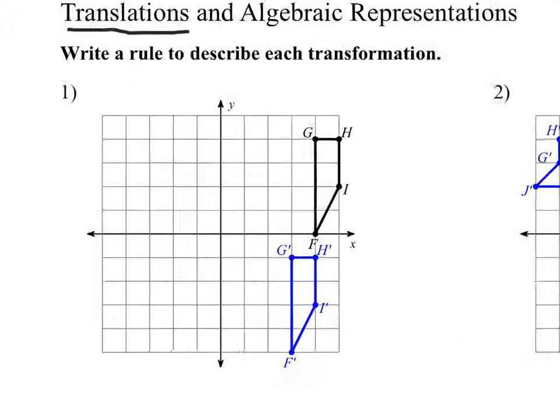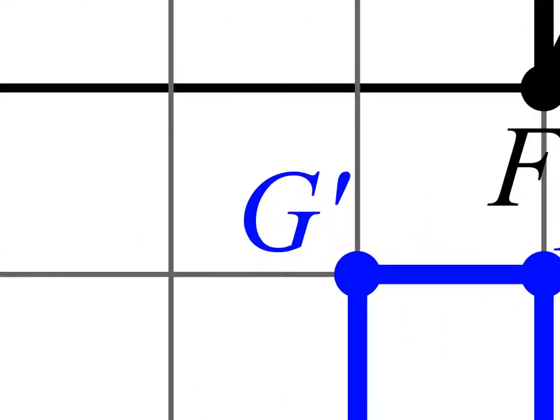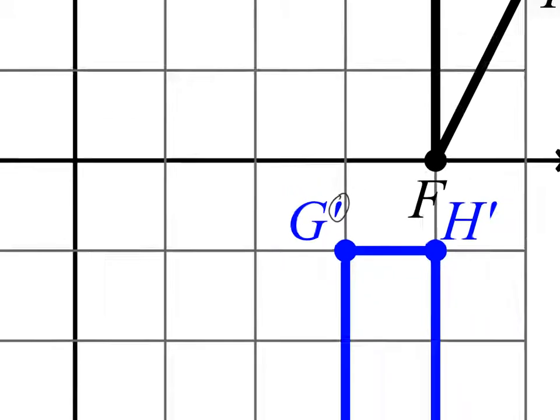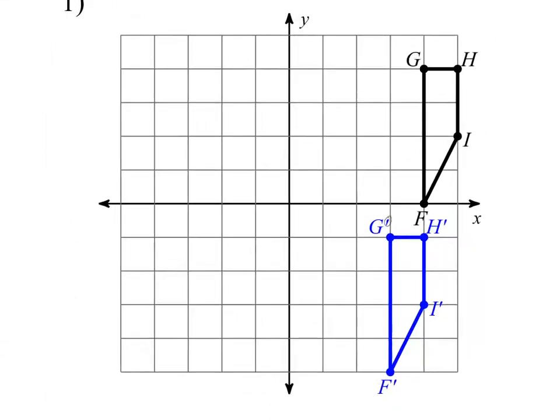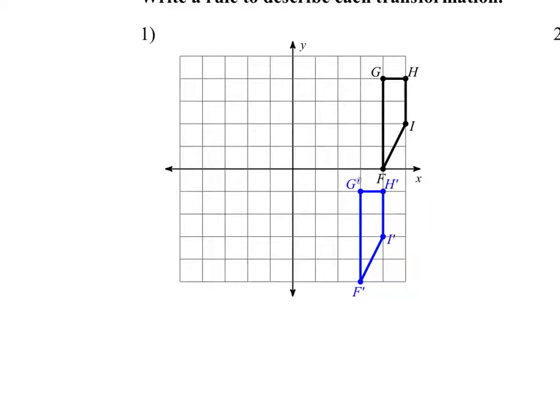For example, on number 1, the black one here that you see is going to the blue one, and we can tell that the blue one is the new one because of this little prime mark right here. So we know we're going from G to G prime. And what we're going to be doing is creating an algebraic representation. All of our algebraic representations will start like this, where we've got x and y, meaning our original set of coordinates. These are a set of directions, so this is what we're going to do with this graph.